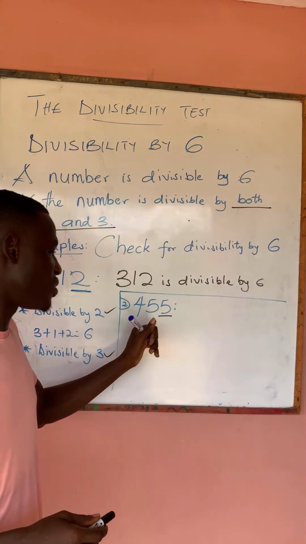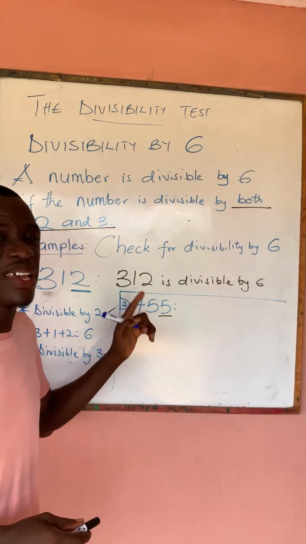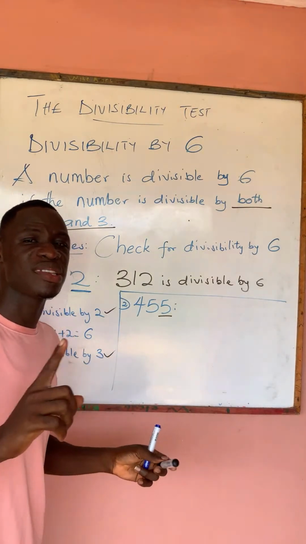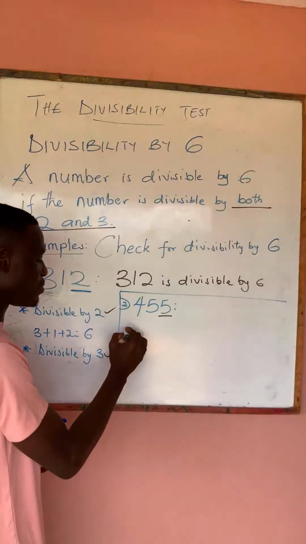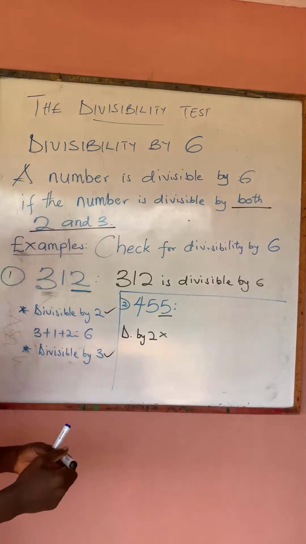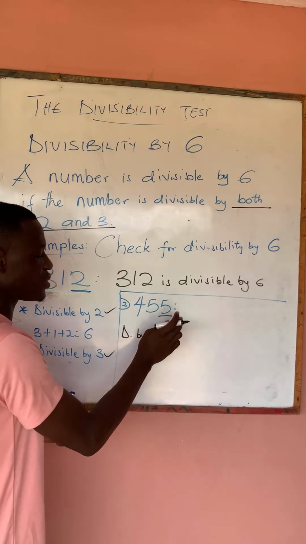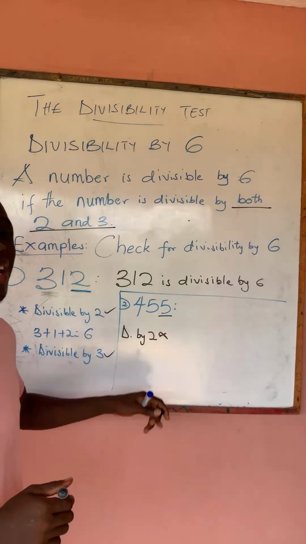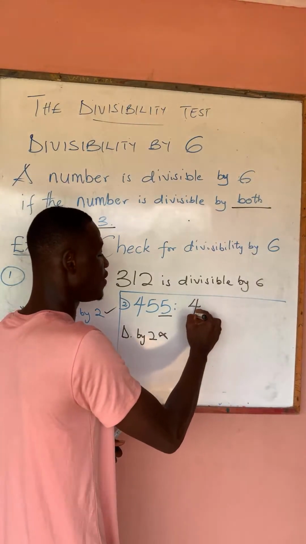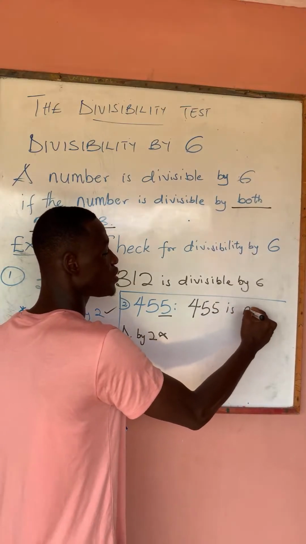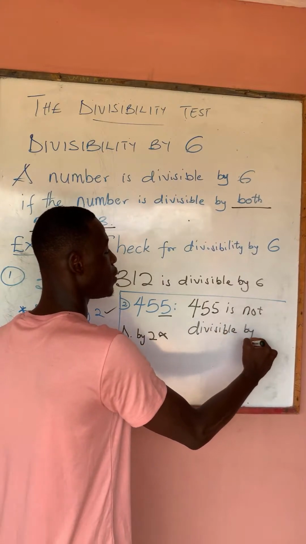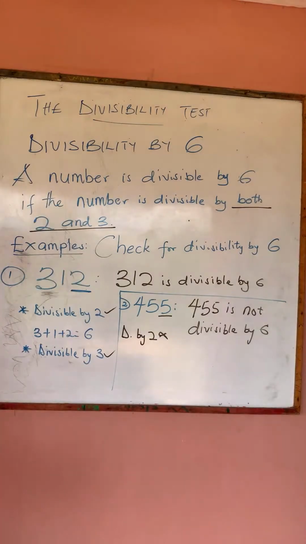That means that 455 is not divisible by 2. So straight away we can conclude, because one of the conditions is flawed, that for divisibility by 2, let me use D by 2, it has been flawed over here because the number is not divisible by 2. So if it's not divisible by 2, then there's no need for us to check the second one, divisibility by 3. We just conclude that 455 is not divisible by 6.